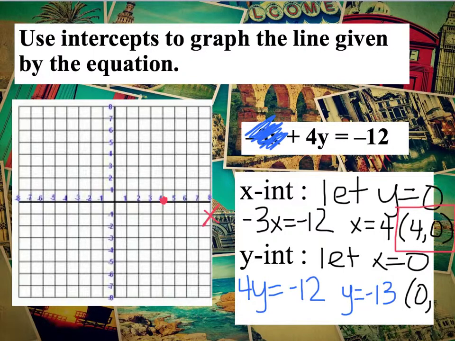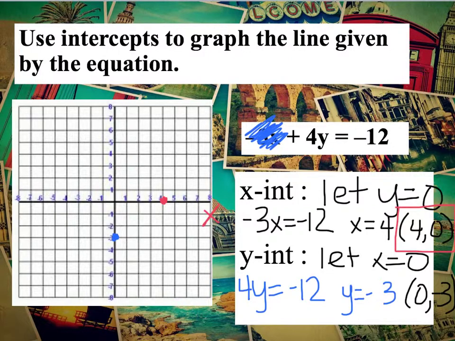And our y-intercept is going to be (0, negative 3), because x equals 0. And I just realized I wrote negative 13, so let me erase that. There we go. Okay, so y is going to equal negative 3. I'm going to plot that on our axis. It's going to be on the y-axis at (0, negative 3), which is right here.